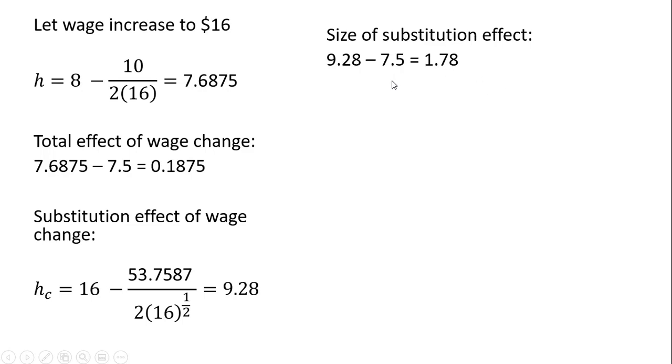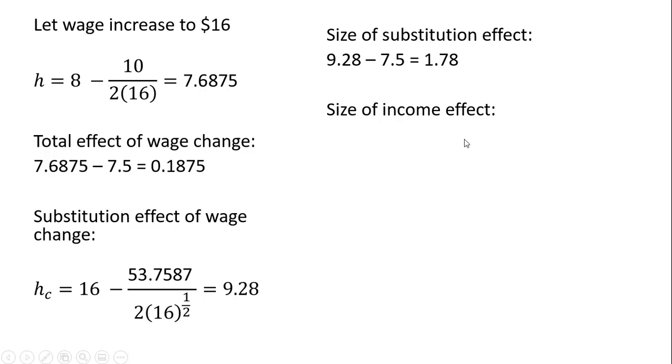So the size of the substitution effect is this 9.28 minus 7.5. Before the wage increase, a person was working 7.5 hours. Allowing the wage to go up, but holding utility, real income, constant, this person would work 1.78 hours more. So that is the size of the substitution effect.